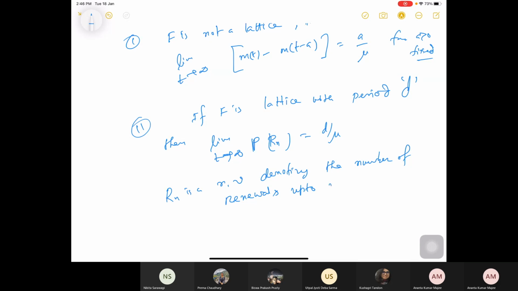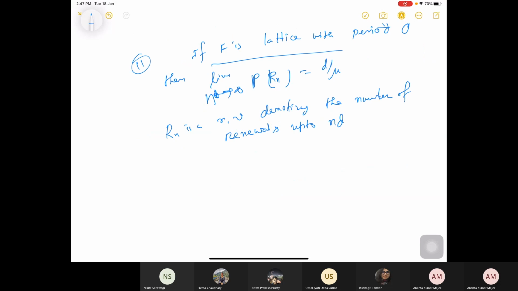Then I put n goes to infinity, is it not? Because this is the number of renewals R_n up to nd. If it is up to time t, then we put N(t), no? So here that's why R. You can also put capital N of nd. Whenever n goes to infinity, this is given by d by mu. So if my F has a lattice with period d, that means the values taken by my T_i's, because F is the distribution of the T_i's, which have the common distribution, are integral multiples of d.